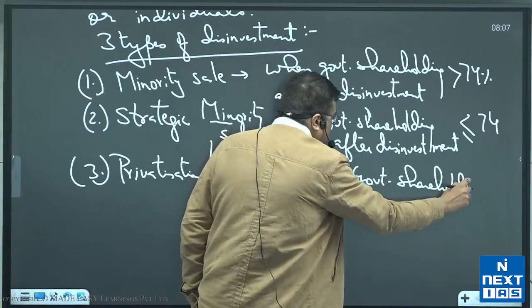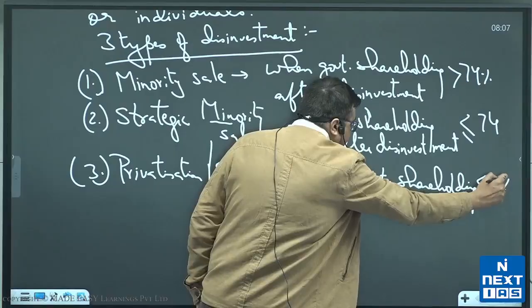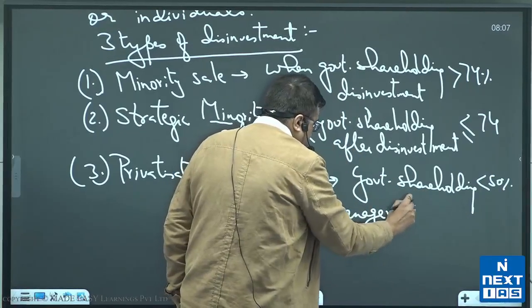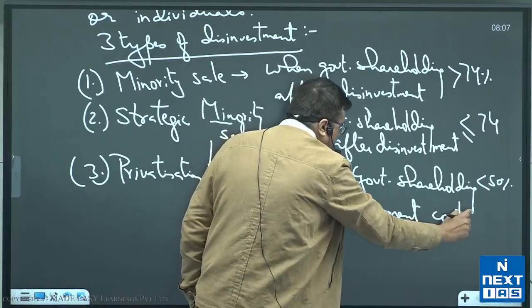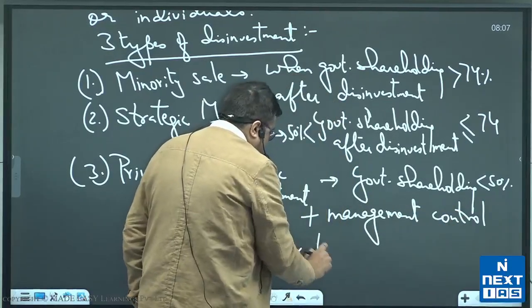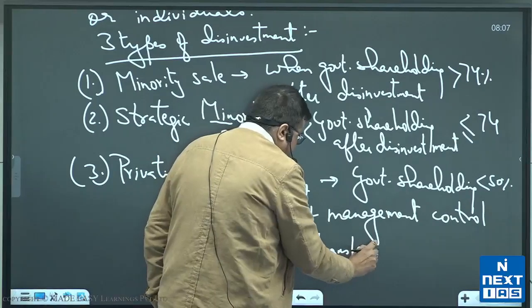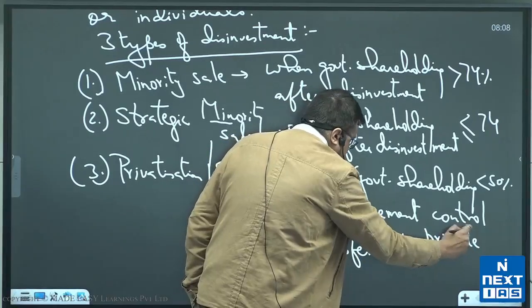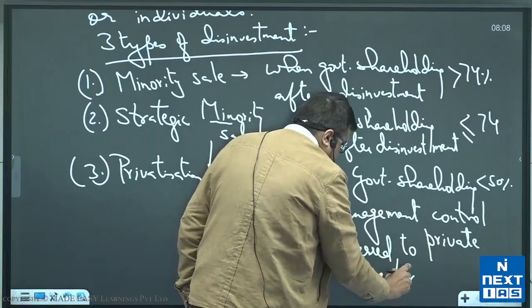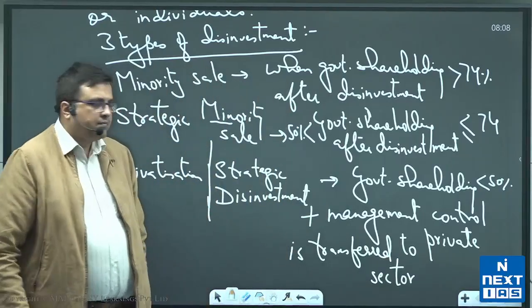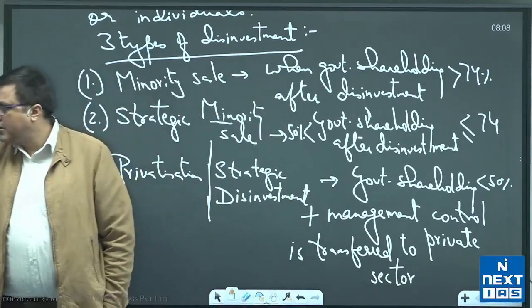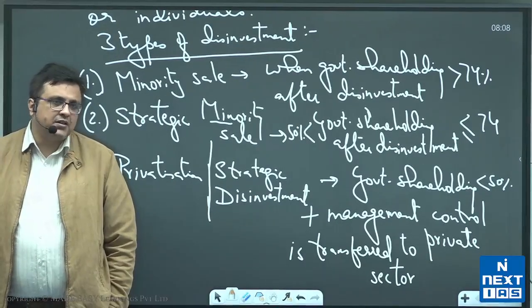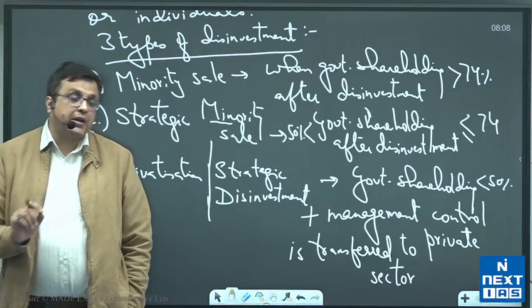when government shareholding goes below 50% and management control is transferred to private sector. When government shareholding goes below 50% and management control is transferred to private sector. Mind you, that is privatization.